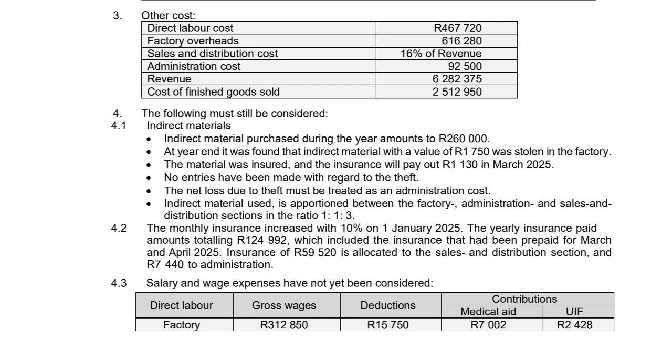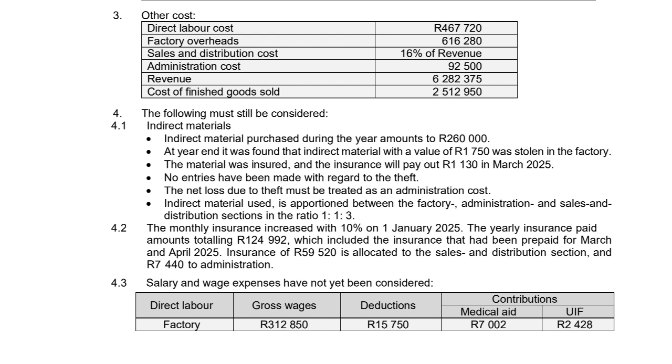Number 4, the following lists will be considered. 4.1, indirect materials. Indirect materials purchased during the year amounts to 260,000 Rand. At year end, it was found that indirect materials with a value of 1,750 Rand was stolen in the factory. The material was insured and insurance will pay out 1,130 Rand in March 2025. No entries have been made with regard to the theft. The net loss due to theft must be treated as an administrative cost. Indirect materials used is apportioned between factory, administration and sales and distribution sections in the ratio 1:1:3.